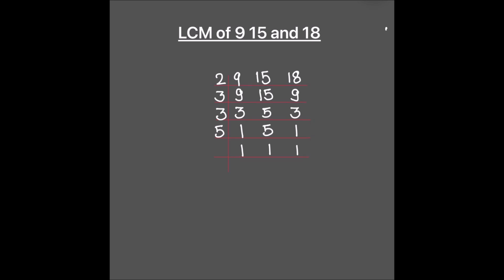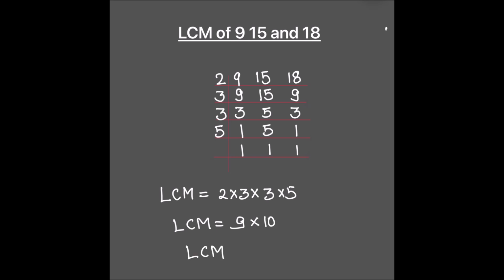To find the LCM of the three numbers, we are going to take the product of all the factors which are on the left hand side of the ladder. So LCM will be equal to 2 times 3 times 3 times 5, or LCM equals 3 times 3 is 9 and 5 times 2 is 10. So 9 times 10, which equals 90. So the LCM of the three numbers 9, 15 and 18 is 90. So this is how we can find the LCM of any numbers using the prime factorization method.